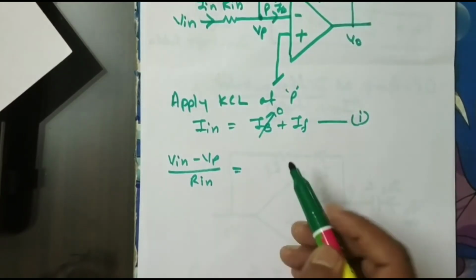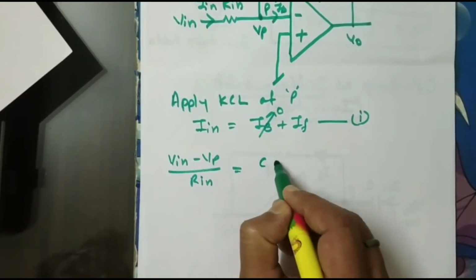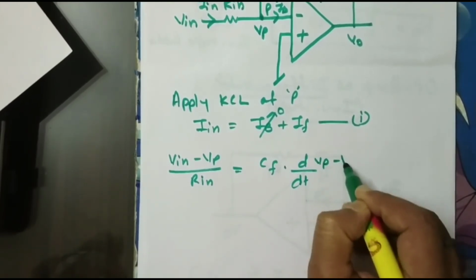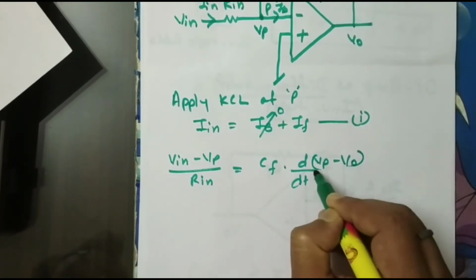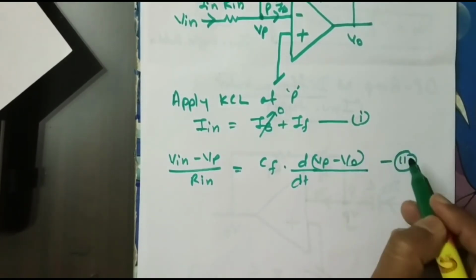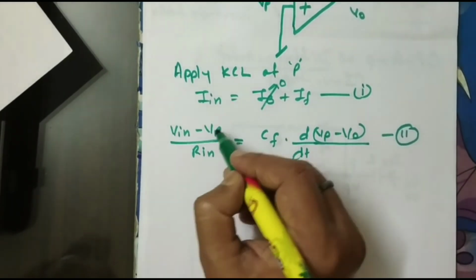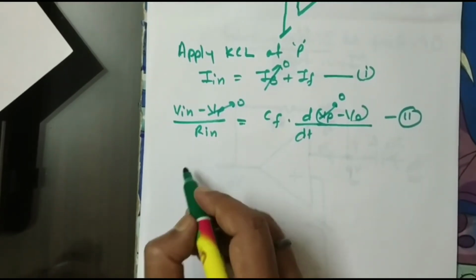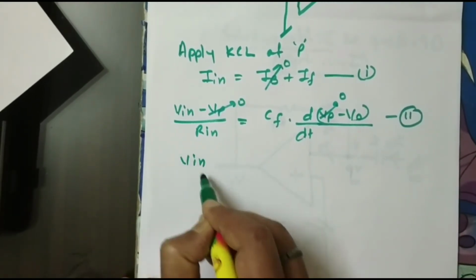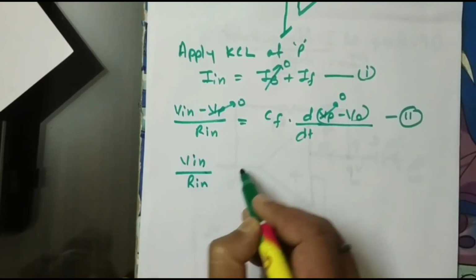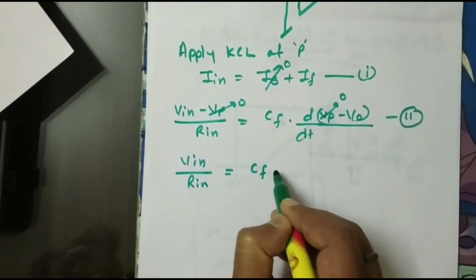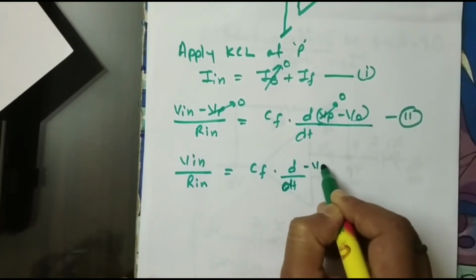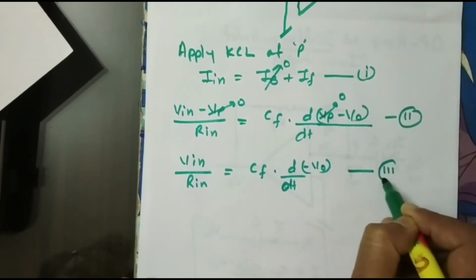Now with the same condition of the current flowing through a capacitor, it is equal to Cf into d by dt of Vp minus V0. This will be equation number 2. Now due to virtual ground, Vp is equal to 0. So the equation becomes Vin upon Rin equals to Cf into d by dt of minus V0. That is equation number 3.